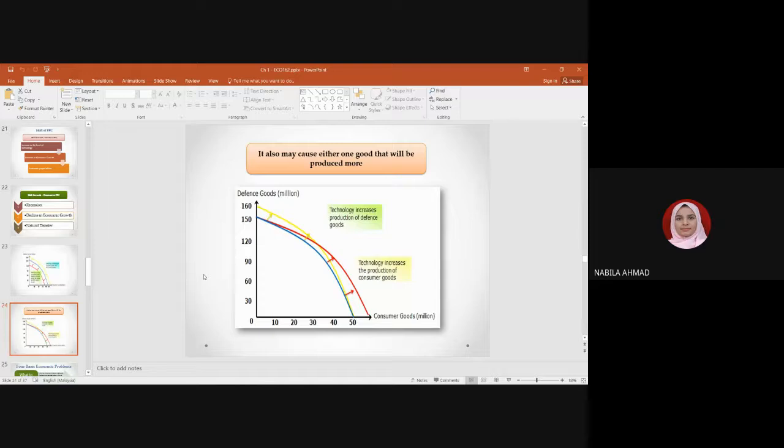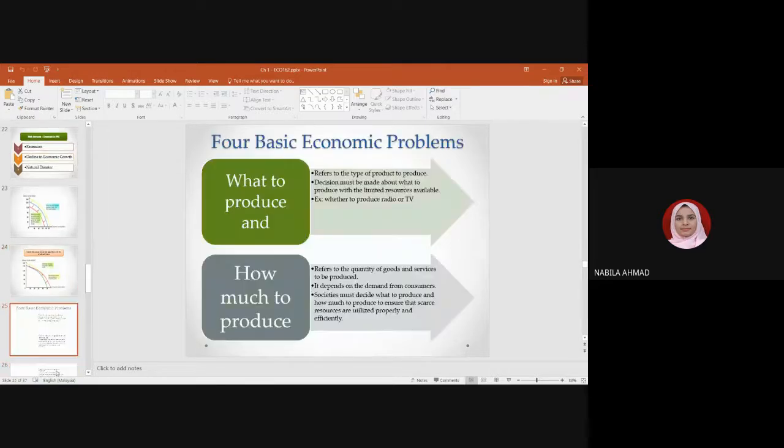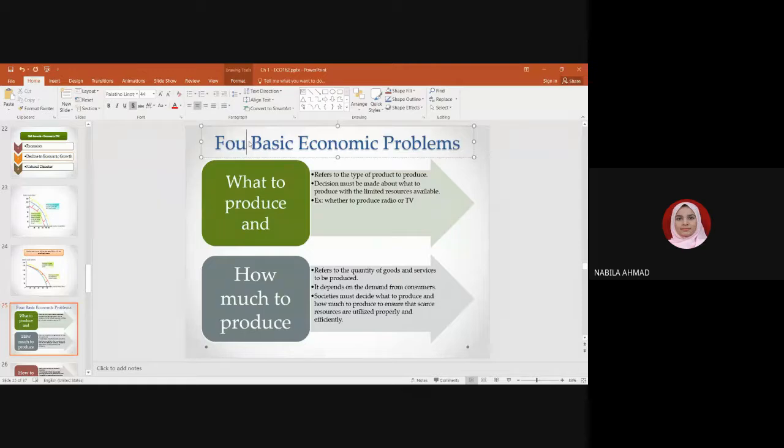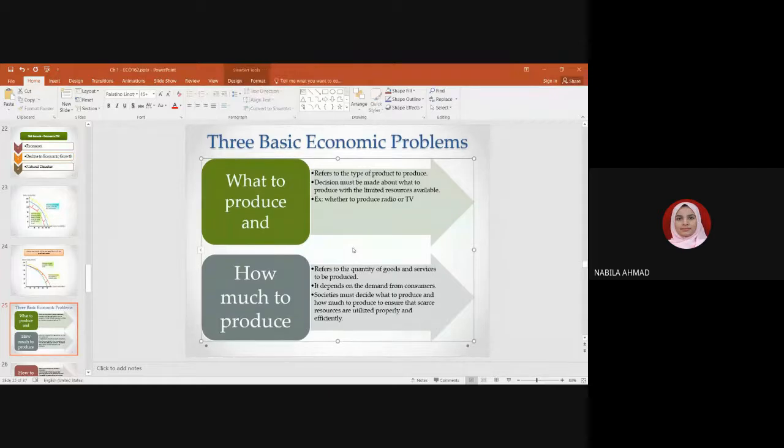Right. So saya nak continue dengan economic problems. 4 basic economic problems. Right. Yang ini adalah subtopik yang seterusnya lah ya. Ini bukan melibatkan PPC lagi. Right. So they are basically bukan 4 sebenarnya. They are 3 lah. 3 basic economic problems. 4 pun boleh, 3 pun boleh lah. Tapi basically kita guna 3. Okay, so there are 3 basic economic problem.